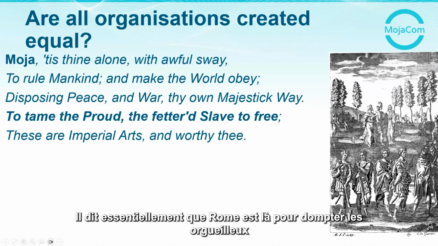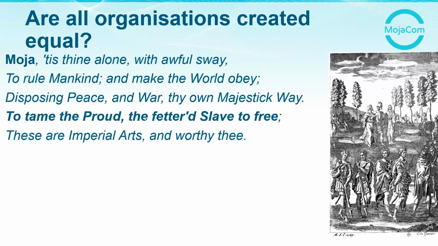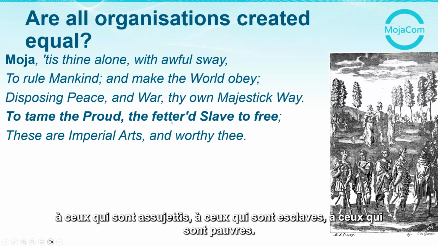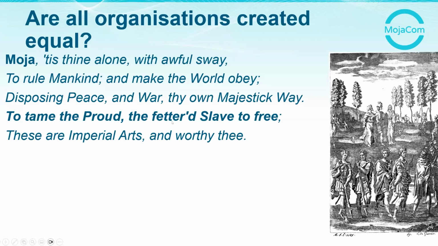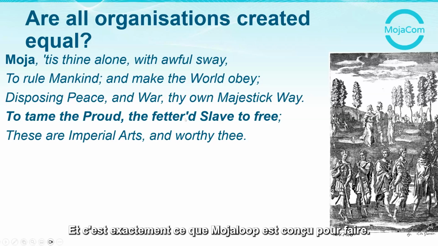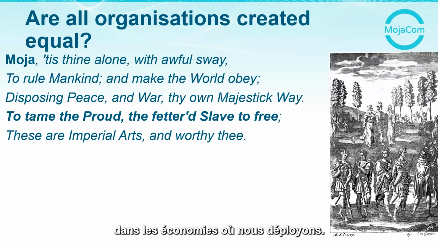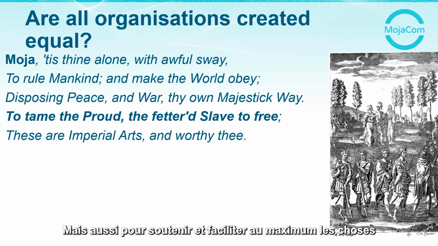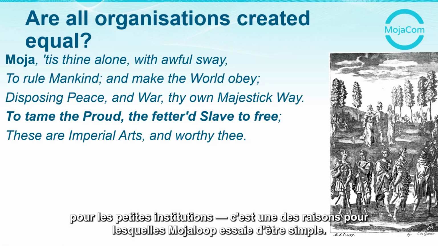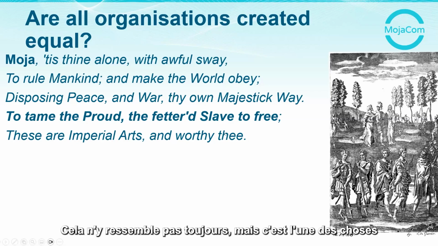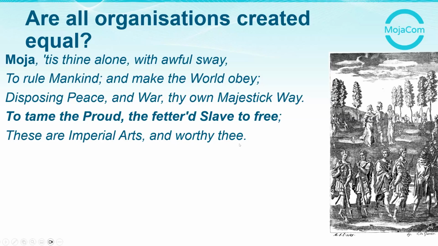So he says, Rome is there to tame the proud and to give power to those who are subjects, to those who are slaves, to those who are poor. And that's what MojaLoop is designed to do. Essentially, it's designed to stop huge financial institutions dominating the landscape of payments in the economies where we deploy, but to support and make things as easy as we possibly can for small institutions. That's one reason why MojaLoop tries to be simple. It might not always look that way, but that's one of the things we're trying to be.